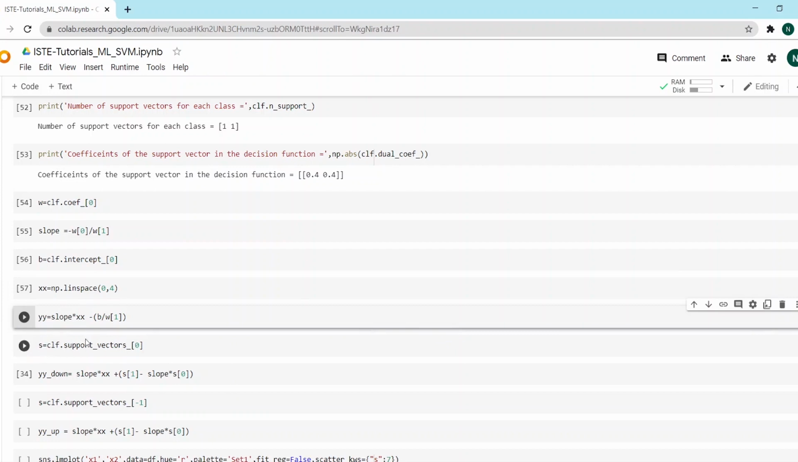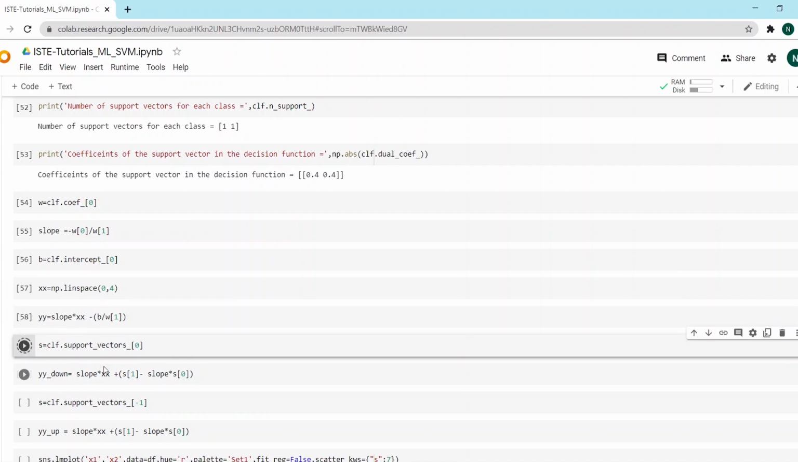Now s we defined as the support vectors. One of the support vectors we took as s, and now we wrote down one of the support vector equations, that is y down equals, since the hyperplane and the support vectors are parallel, it's obviously going to have the same slope, but the intercept will be changed. So what we do, y down is slope into xx. Obviously the xx values will be the input values, and slope plus intercept. We can find the intercept by using the other values.